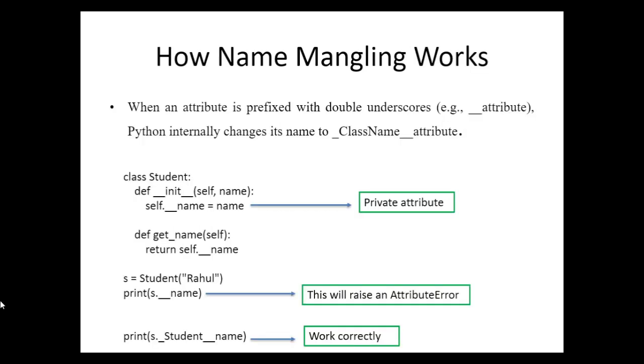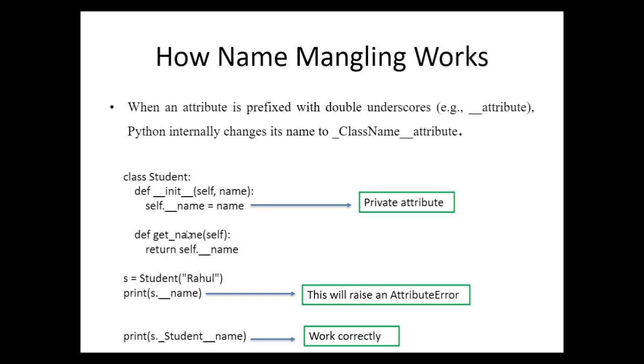Let's see how it works. Suppose in this class we have taken this name attribute with a double underscore. So it is a private attribute. Now the Python virtual machine will save this attribute by adding the class name in front of it.